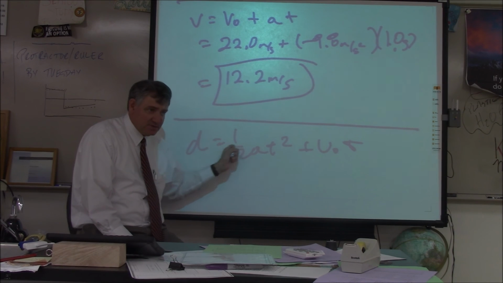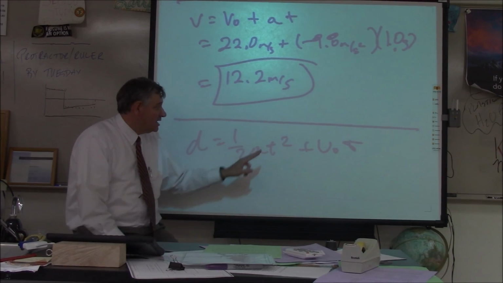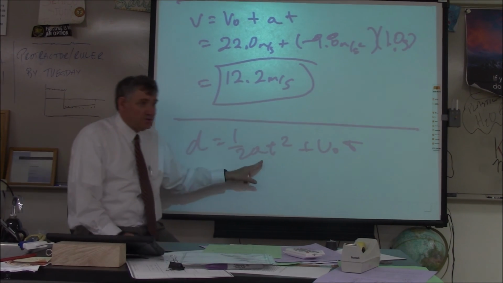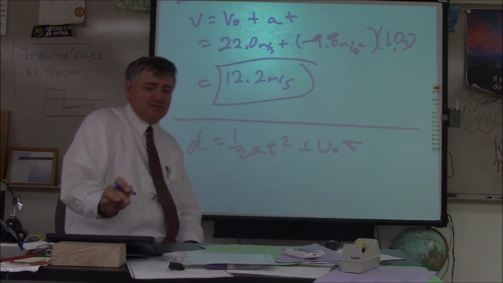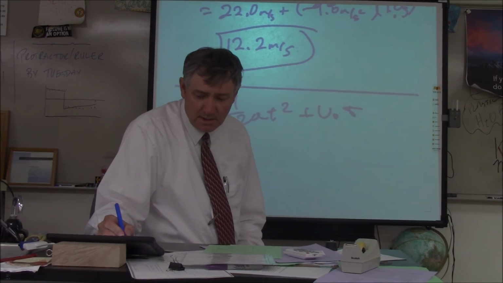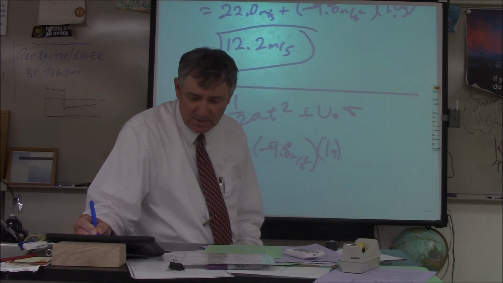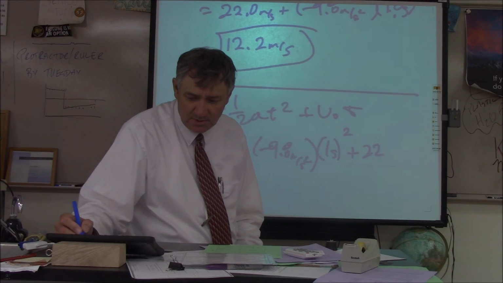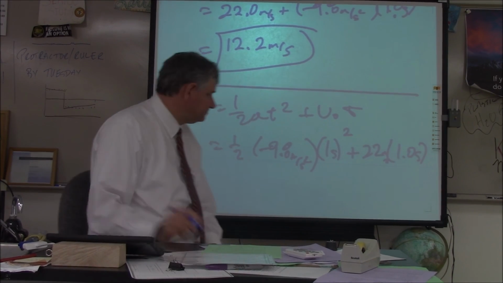So when you have a situation like this, when you want to find heights at a certain point, this is the only thing that you can do. There is no other option. Okay? So in this situation, I'm going to take 1/2 times negative 9.8 meters per second squared times 1 second squared plus 22 meters per second times 1 second.